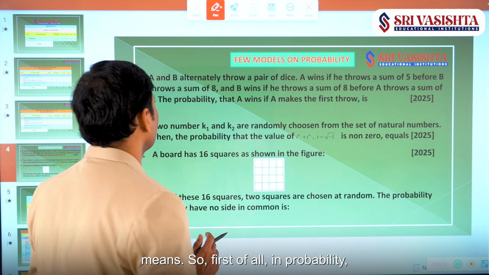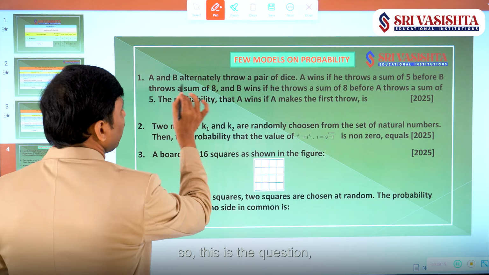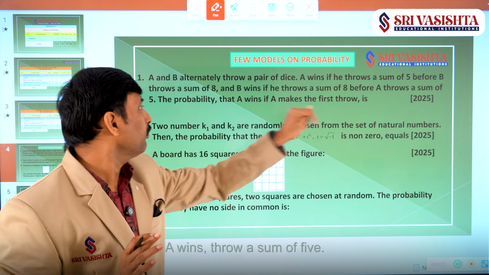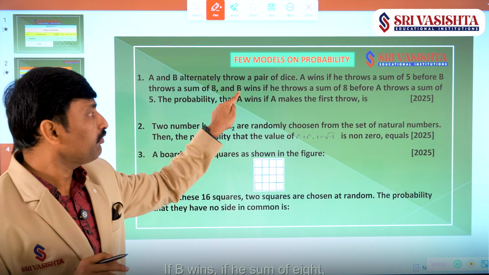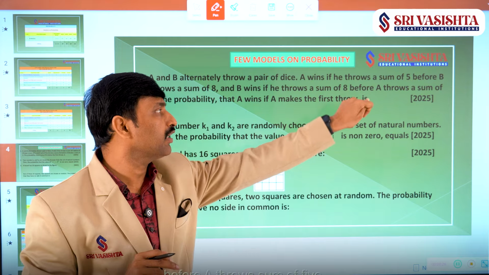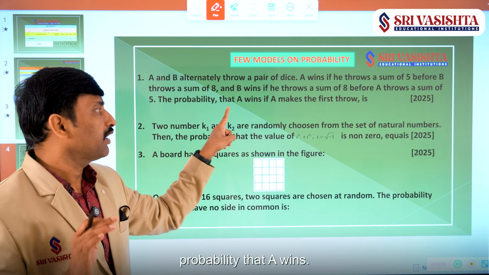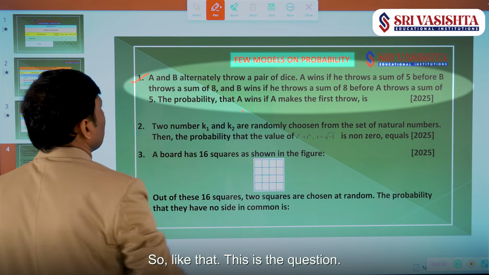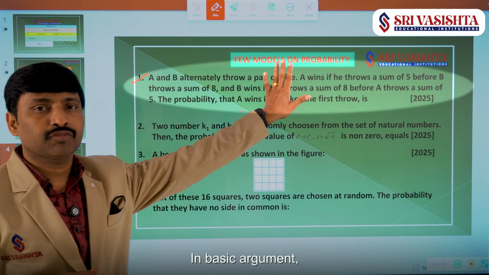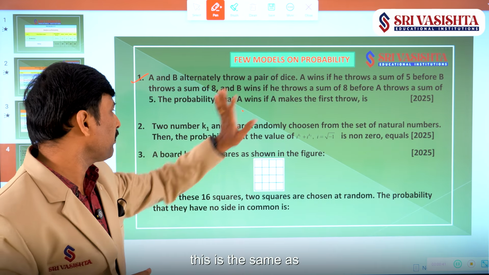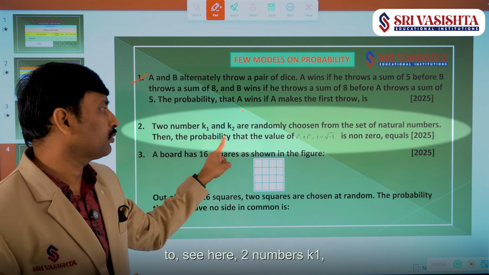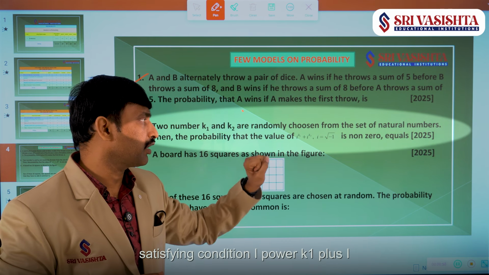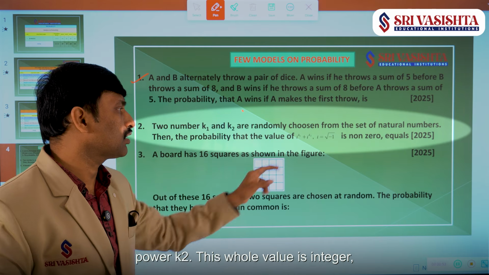First of all, in probability, this is the question: A and B alternately throw a die. A wins if A throws a sum of 5 before B throws a sum of 8, and B wins if B throws a sum of 8 before A throws a sum of 5. Find the probability that A wins if A makes the first throw. This question is based on an infinite series. Another: 2 numbers k1 and k2 are randomly selected, satisfying the condition that i^k1 + i^k2 is a non-zero integer.